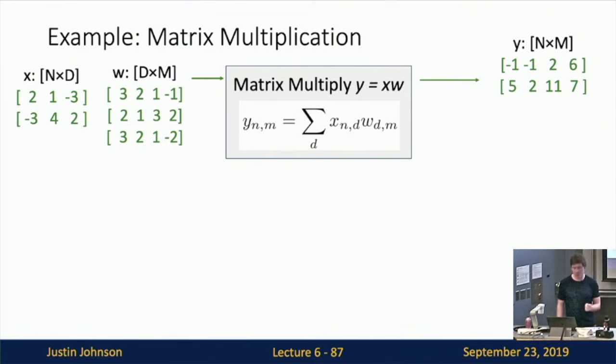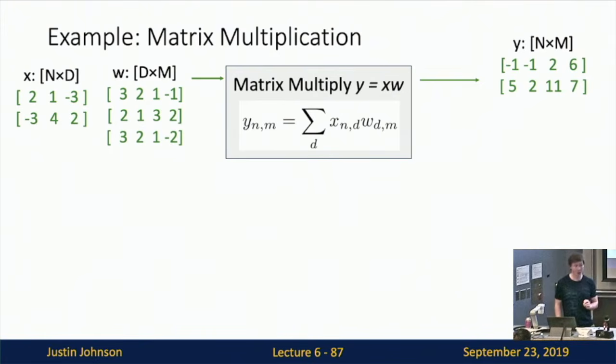So here we're doing a matrix multiplication between an input x, which is a matrix of size n by d, and I've written out a concrete example of a matrix of size 2 by 3. We have a weight matrix of size d by m, and again we have a 3 by 4 concrete example. Now our little computational node is going to do matrix multiplication and produce this output y, where hopefully I did the math right.